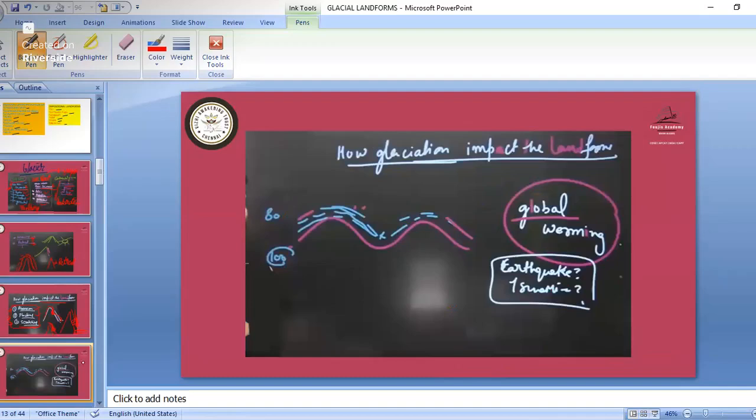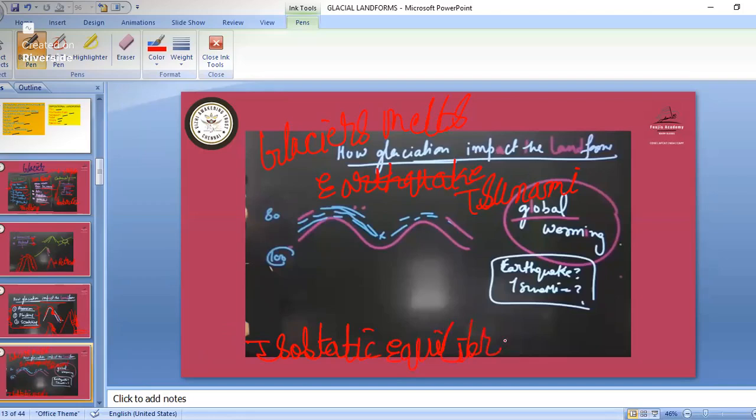Okay. Now when the glaciation happens, it will impact the landforms. It will have some landform formation. So in this particular part, when the glaciation happens, like when the glacier melts, during that time, will we have any earthquake and the tsunami? Yes, that time we might have the earthquake and the tsunami. Why might we have earthquake and tsunami? Here, we studied that our Earth is maintaining isostatic equilibrium. We studied in our earlier part that our Earth is maintaining isostatic equilibrium.